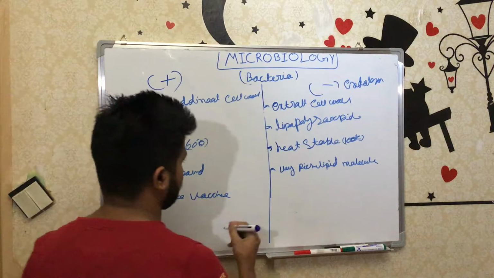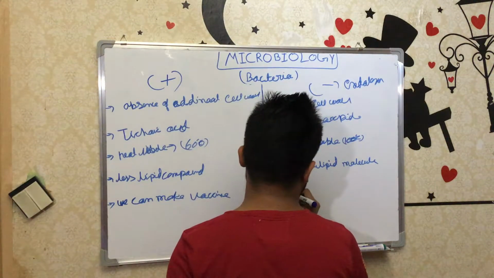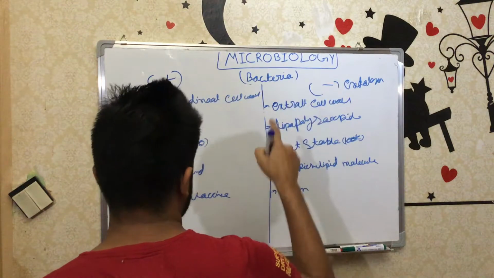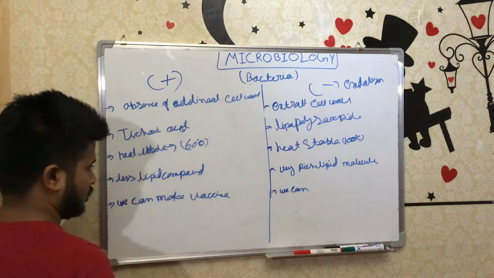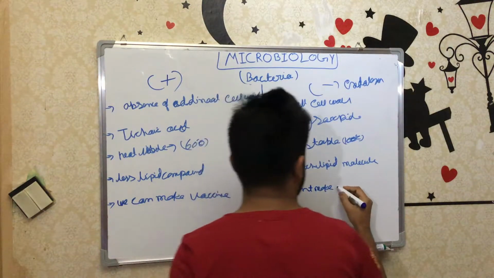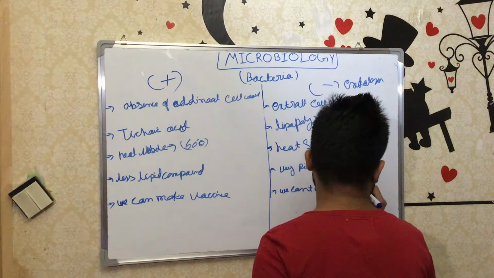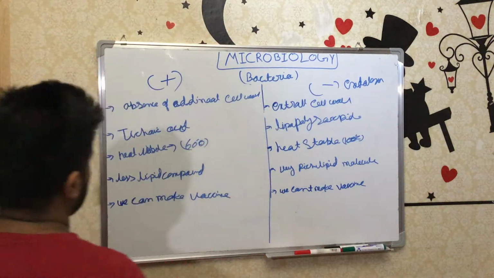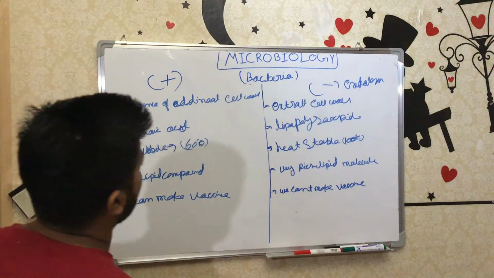So we can make vaccine, but in the gram negative case we can't. We can't due to the lipid A and the extracellular wall. We can't make vaccine. So this is the main, we can say, main difference.